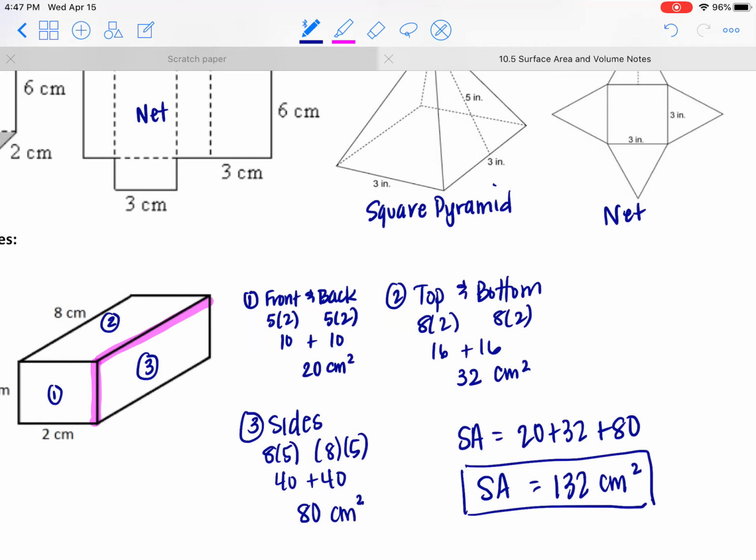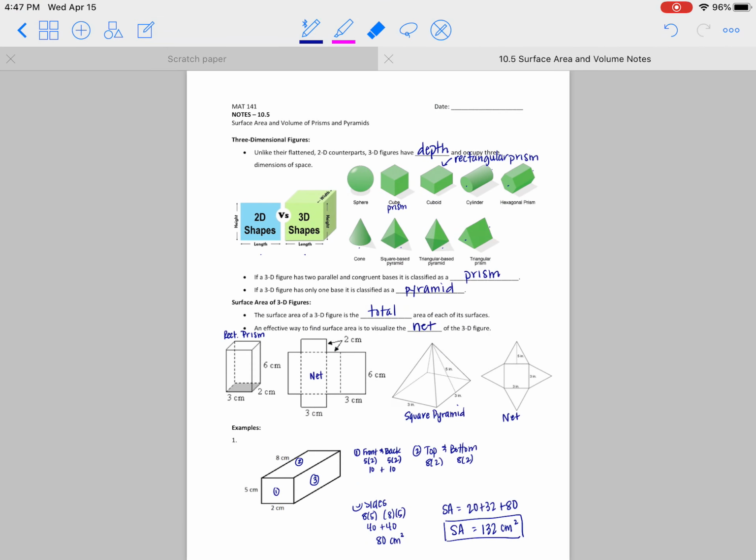Not too difficult. Just make sure you organize your work and you'll be fine. The only mistakes I see on this one are repeating lengths, like not separating the front and the back versus the top and the bottom or something like that. So if you label what you're looking at, just make sure you're getting those surfaces twice if it's a rectangular prism, and I think you should be fine.